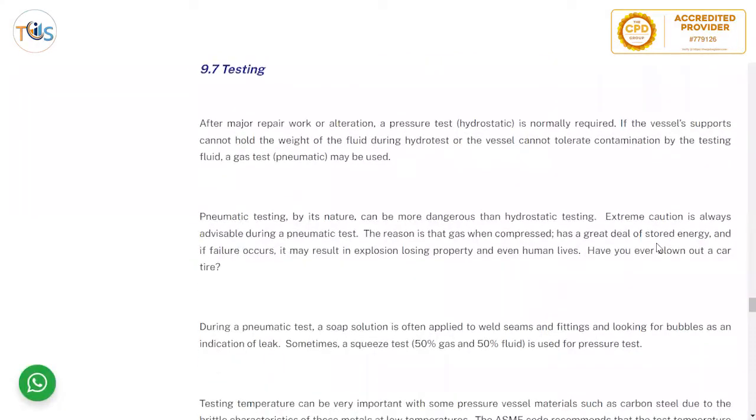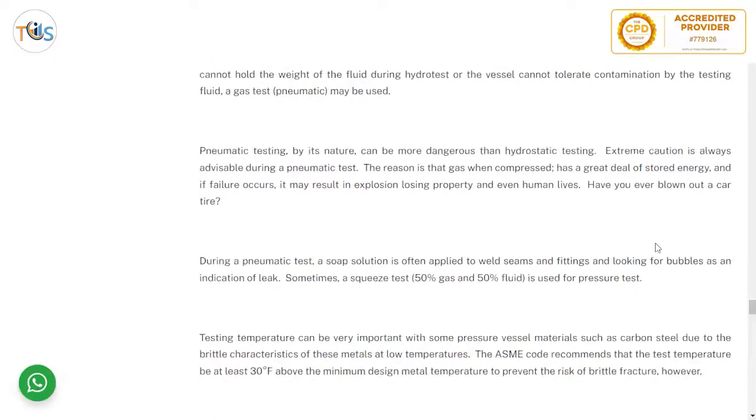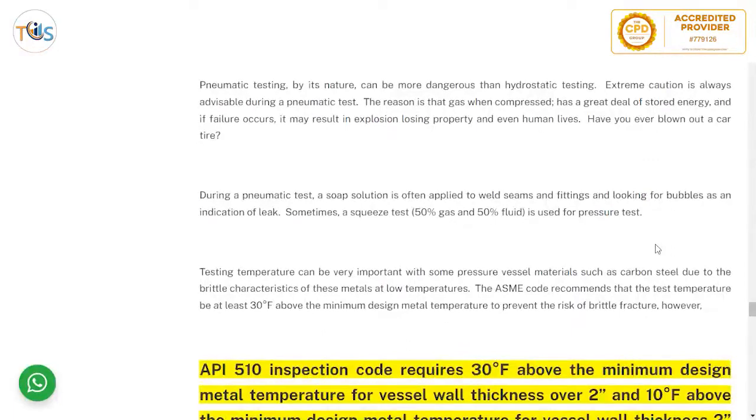Testing. For any major work, repair work or alteration, a pressure test is normally required. If the vessel's support cannot hold the weight of the fluid during hydro test, or the vessel cannot tolerate contamination by the testing fluid, a gas test may be used. Pneumatic testing by its nature can be more dangerous than hydrostatic testing. Extreme caution is always advisable during the pneumatic test. The reason is that gas, when compressed, has a great deal of stored energy, and if failure occurs, it may result in explosion, losing property and even human lives.